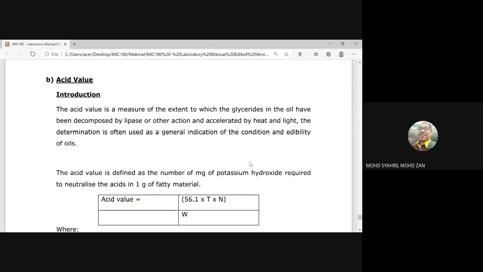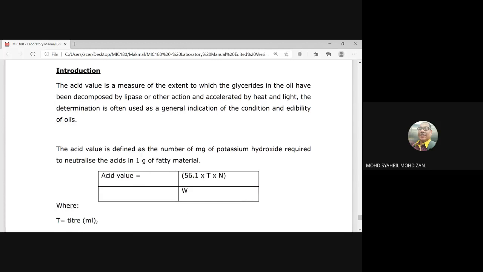So why do we use the process of acid value? To generally indicate the condition of our fatty acid. Caranya kita tahu bahawa fatty acid kita ni okey ke tak, dan edibility of oils. Okay, fat dan juga oil, right?